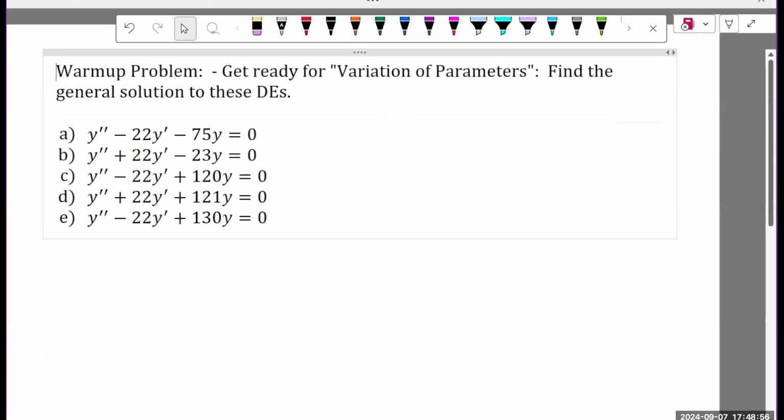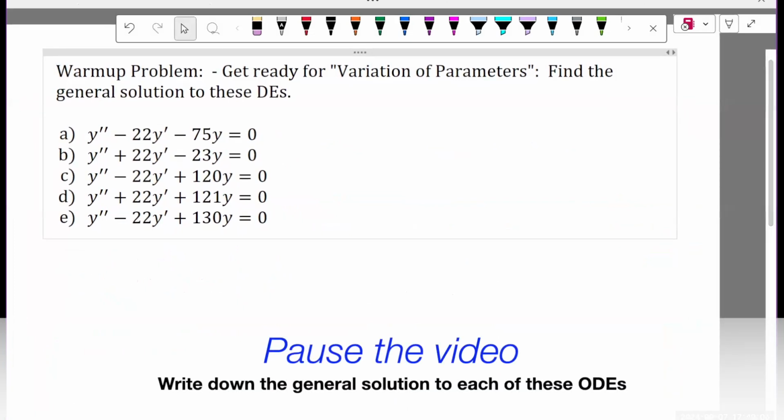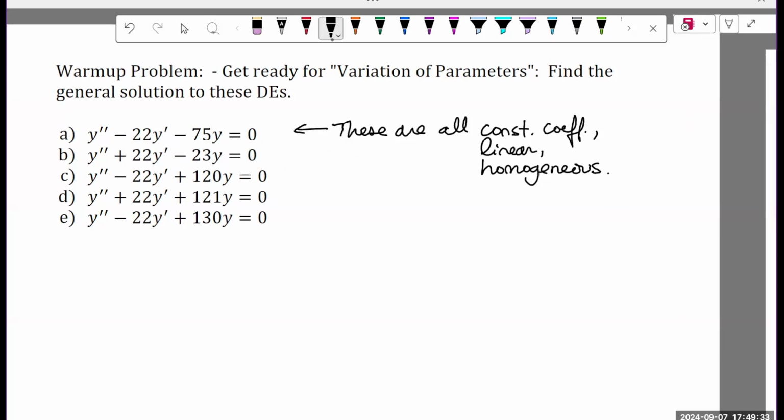Before we get into practicing the variation of parameters method, I encourage you to pause the video and quickly challenge yourself to solve each one of these ordinary differential equations. They are all constant coefficient, linear, and homogeneous. And we're practicing solving these because being able to solve a homogeneous differential equation is the first step in being able to solve the associated non-homogeneous differential equation. I won't take the time to talk through the solution process because you should be very familiar with it by now. Instead, I will briefly comment on each solution form.